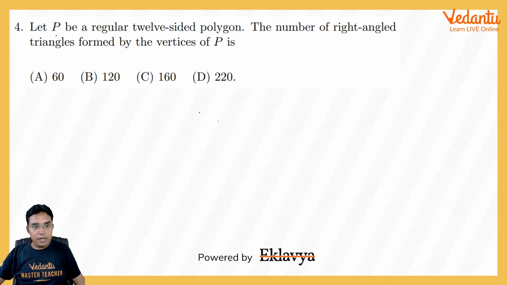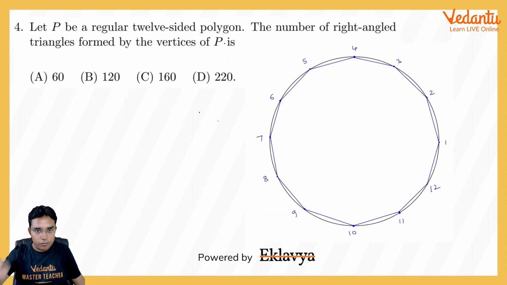We are given: let P be a regular 12-sided polygon; the number of right angle triangles formed by the vertices of P is. So if we are given a regular 12-sided polygon, I can think of it as inscribed in a circle such that all the vertices lie on the circumference, dividing it into 12 equal parts, starting from this 1, then 2, then 3. The arc lengths 1 to 2, 2 to 3, they will all be equal.